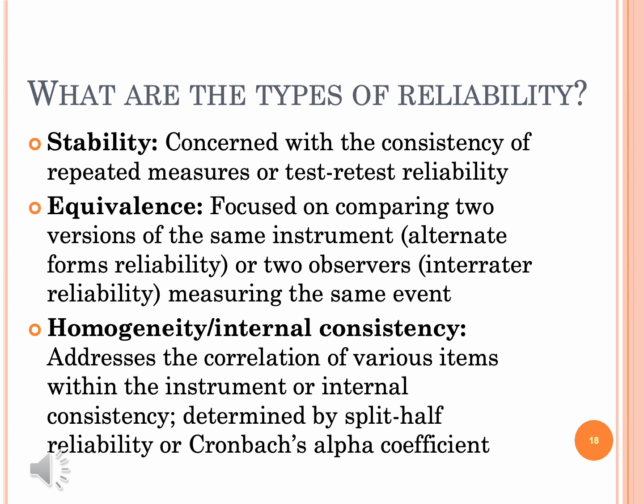Homogeneity or internal consistency addresses the correlation of various items in an instrument scale. So this is very specific to instrument scales that have been developed, and usually this is tested using a Cronbach alpha coefficient.